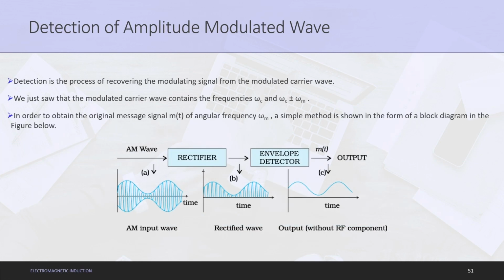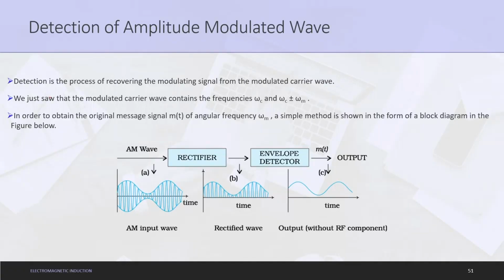Finally, more about detection. Detection is the process of recovering the modulating signal from the modulated carrier wave. Finally, what we need is to retrieve the information after receiving. As it was a combination of a carrier wave and a message signal, to get the output of a message signal, we need to separate both the terms. So, this is detection.